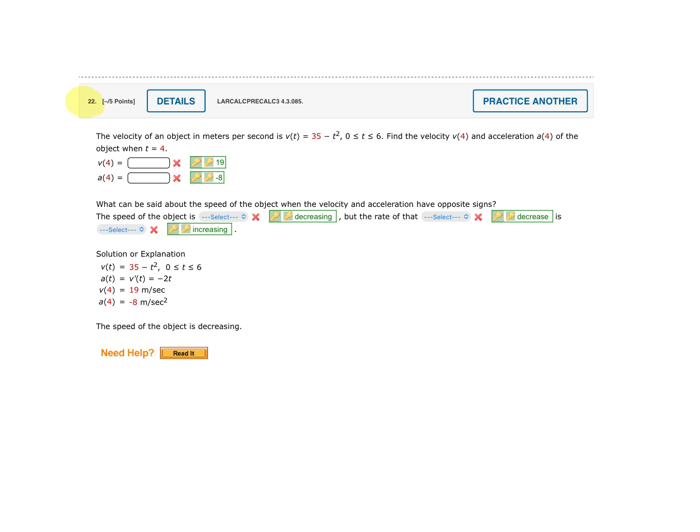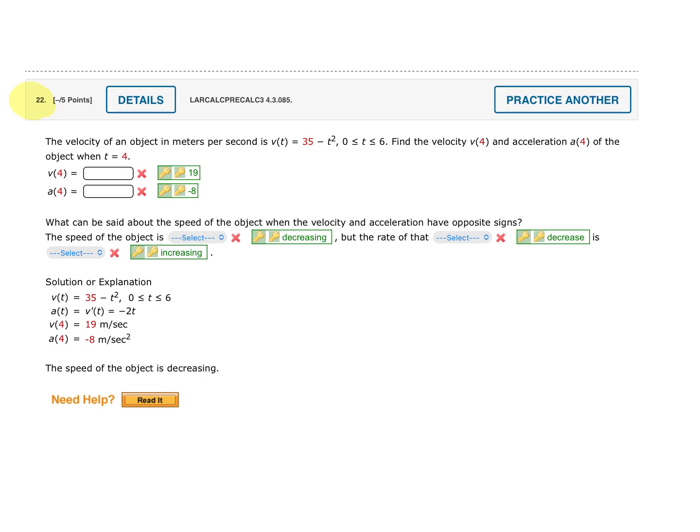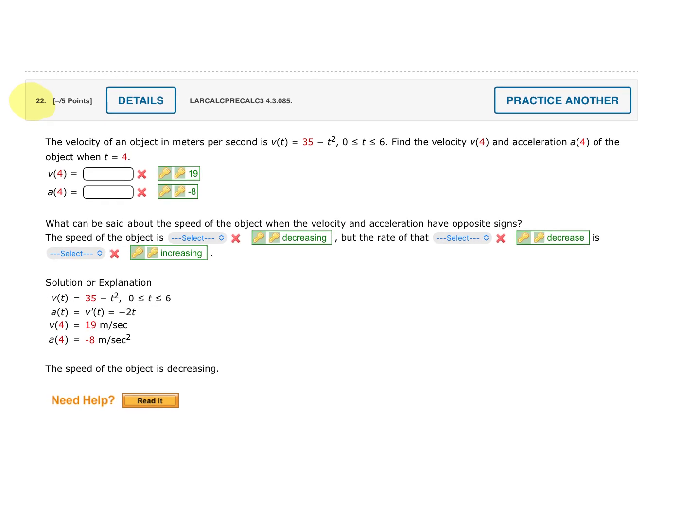The velocity of an object in meters per second is 35 minus t squared, from 0 to 6. Find the velocity v of 4 and the acceleration a of 4 of the object when t equals 4. So to find the velocity, we're just going to plug 4 in. It gives us our function for v. So v of 4, we just need to plug it in. 35 minus 4 squared would be 35 minus 16, which would be 19.